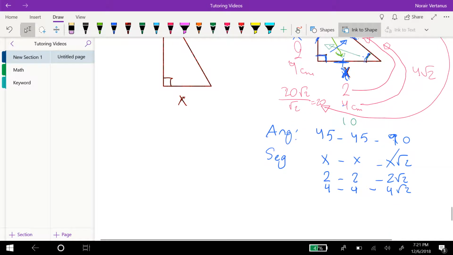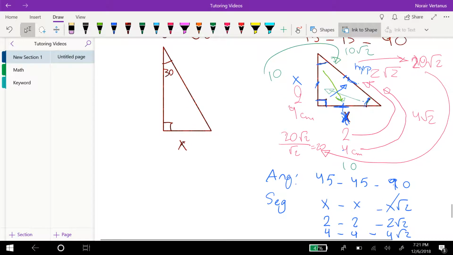Now it becomes tricky, and sometimes students get confused. What if the hypotenuse is not 20 rad 2? Let's use a different color. Say the hypotenuse is just 20. To get the leg, you divide 20 by rad 2. But that's irrational, so you have to rationalize it by multiplying by rad 2 on top and bottom. That gives 20 rad 2 over rad 2 times rad 2, which is 2. So 20 rad 2 over 2 is 10 rad 2.